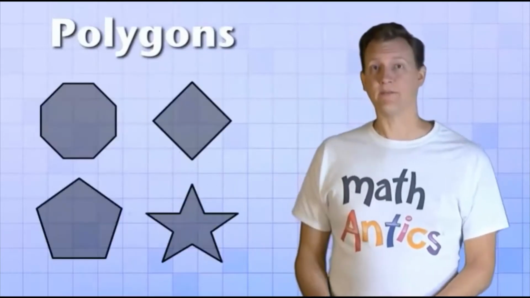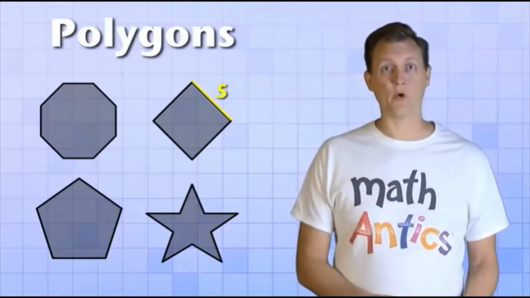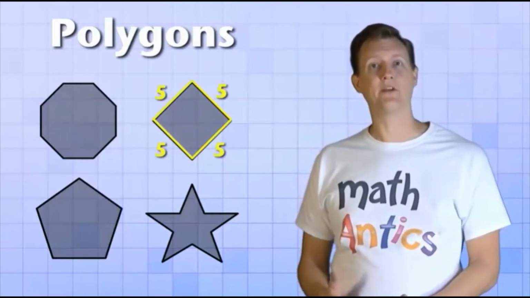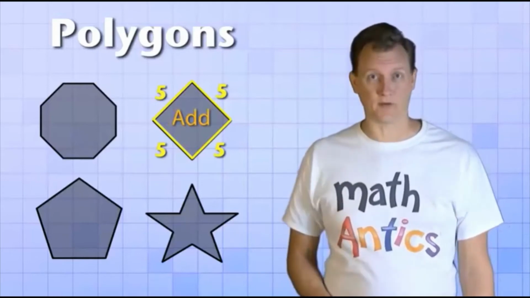Since polygons are made from only straight sides, it's easy to find their perimeter. If you know the length of each side, all you have to do is add them up and the total length you end up with is the perimeter of the polygon. Let's try doing that with a few examples so you see how it works.